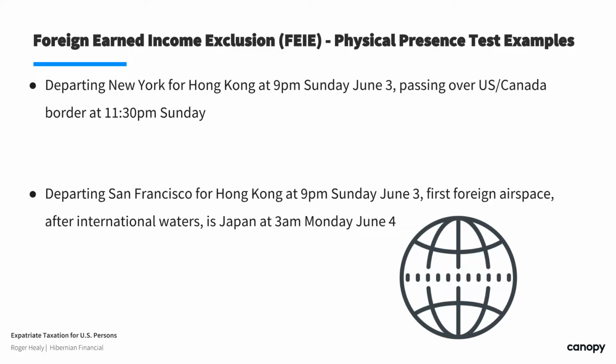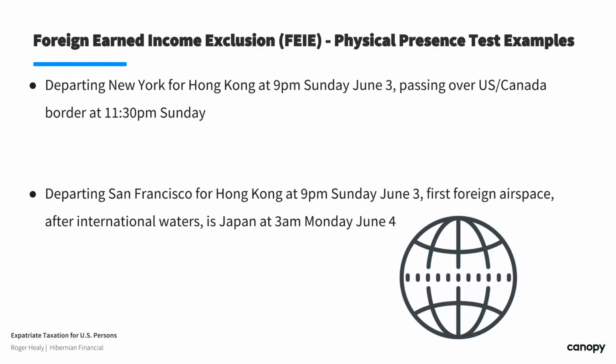A few examples of the physical presence test. So a taxpayer departing New York for Hong Kong at 9 p.m. on Sunday, June 3rd, will, because of the Great Circle route, fly north and pass over the US-Canadian border, in our example, at 11:30 p.m. on Sunday.